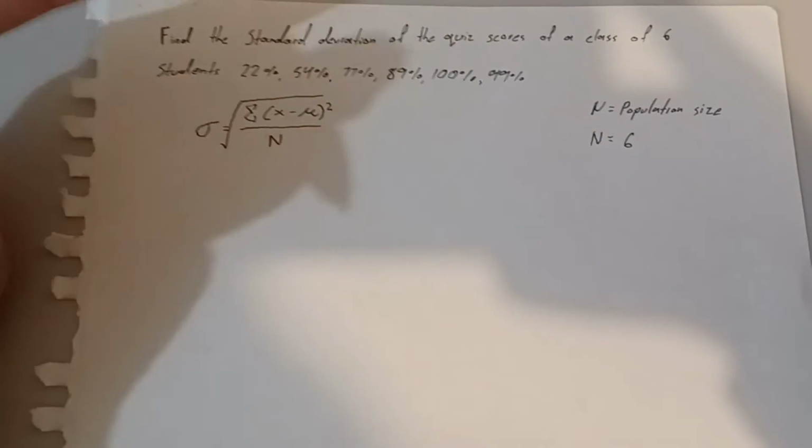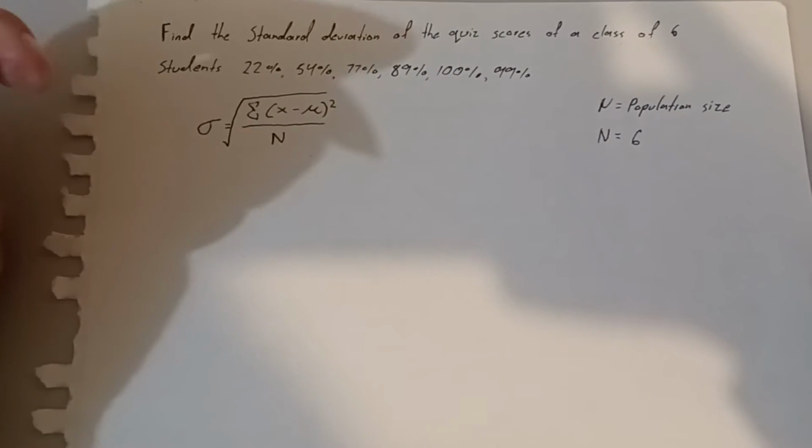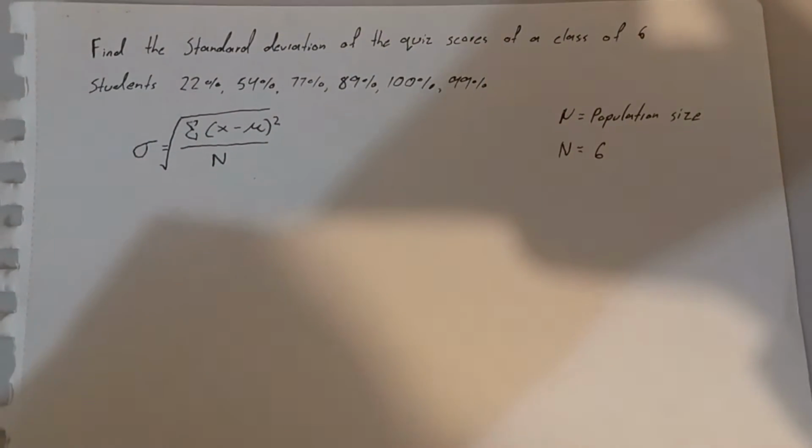Sorry about the focus. What is going to be mu? Remember what I said: since this is a population standard deviation, we're looking at mu, that's our population, and x bar is our sample. Mu is going to be the mean. The mean is basically adding all of these numbers and dividing by the amount of numbers.